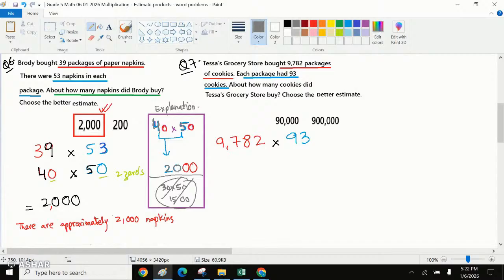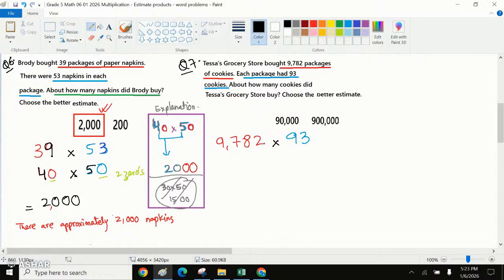Okay, so for the next question, Tessa's grocery store bought 9,782 packages of cookies, right? Each packet had 93 cookies. The thing is, we are focusing on the screen, right? It's okay. I'll try to look at the responses very quickly, okay? Let's continue with the next question.